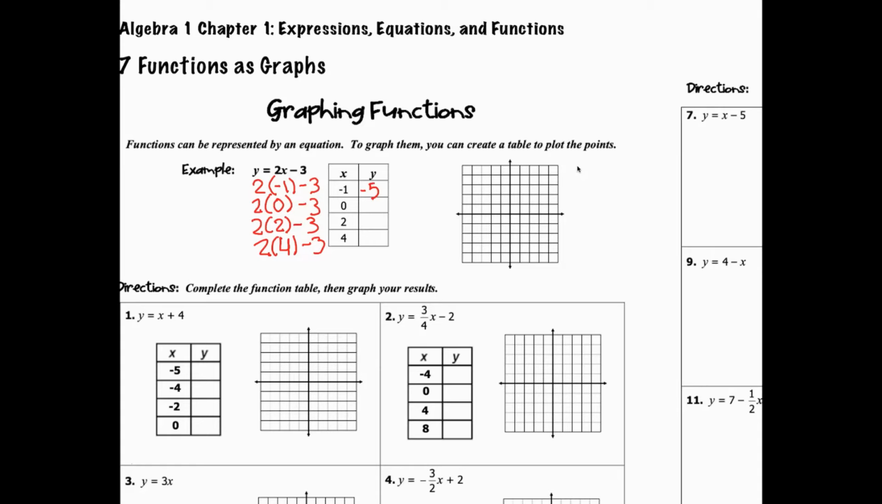So that's -5, -3, 1, and 5. And then I would plot those points. So -1, -5, 0, -3, 2, 1, and then 4, 5. Here, and then just connect them. Okay, so we'll do one more of those together, and then I'll let you try the other ones on your own for practice.